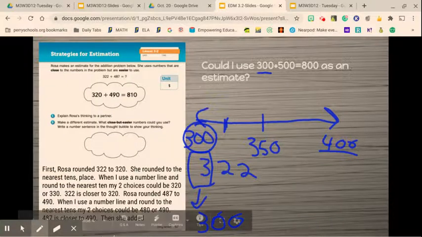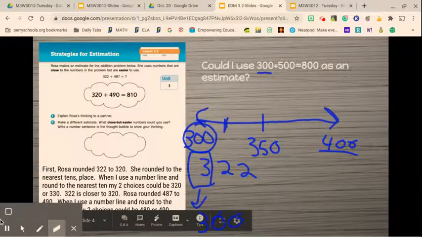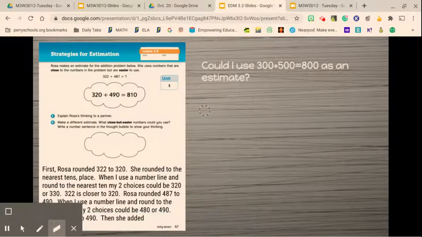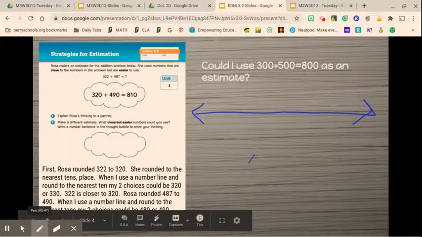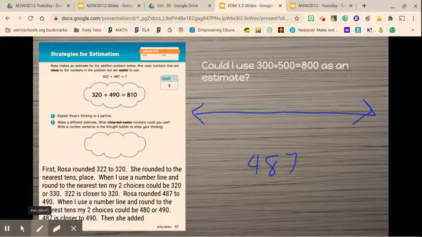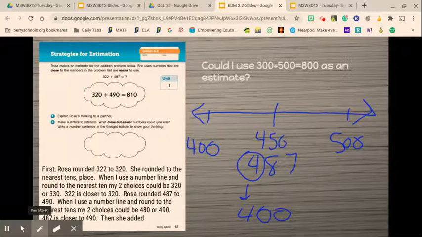Then I'm going to look at rounding 487 to the nearest 100. So I would have my number line again. My number is 487. I want to round to the nearest hundreds. So my 400 will stay the same, but the rest of it will become zeros. So my left side becomes 400. On the right side, I bump up to the next higher number, and that's going to become 500. In the middle, I have 450. And then I'm going to place my number 487, which is going to be somewhere down here.